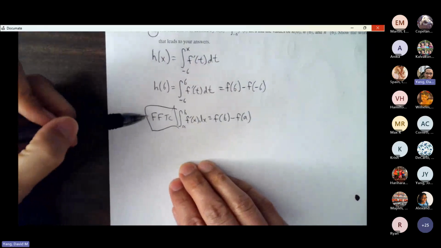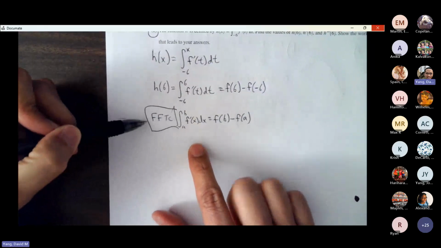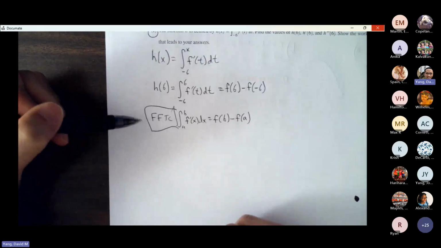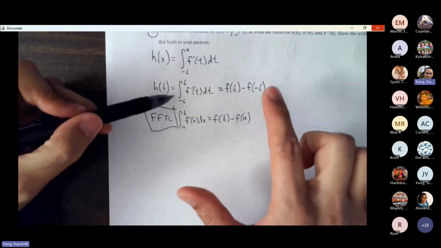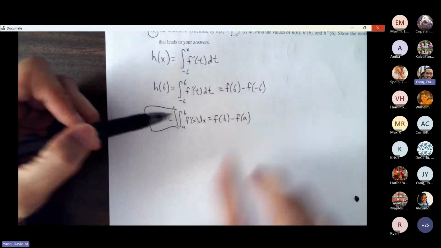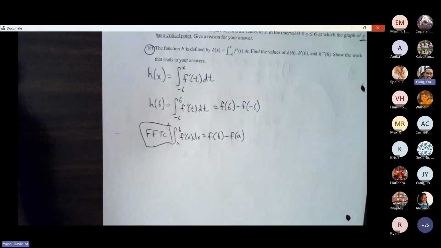Okay. College Board AP exam, they love the first fundamental theorem, so you're going to see multiple applications of this throughout your FRQ. So you can expect to see some variation of this showing up on your exam.